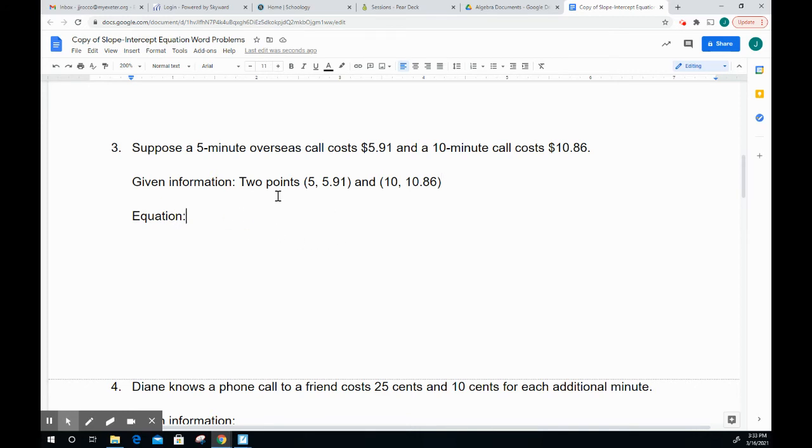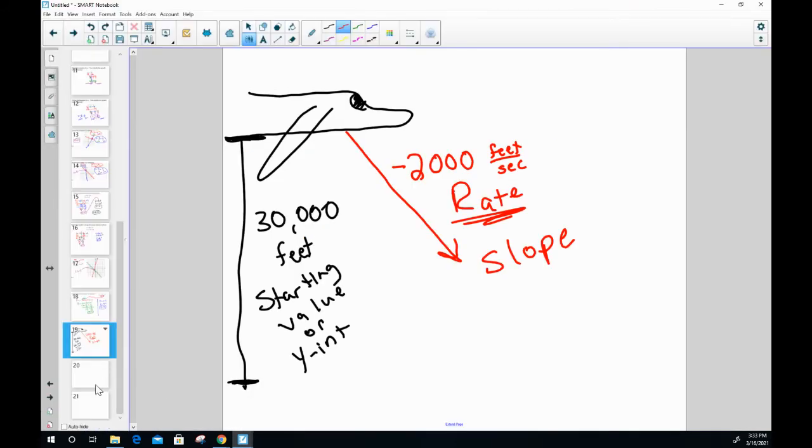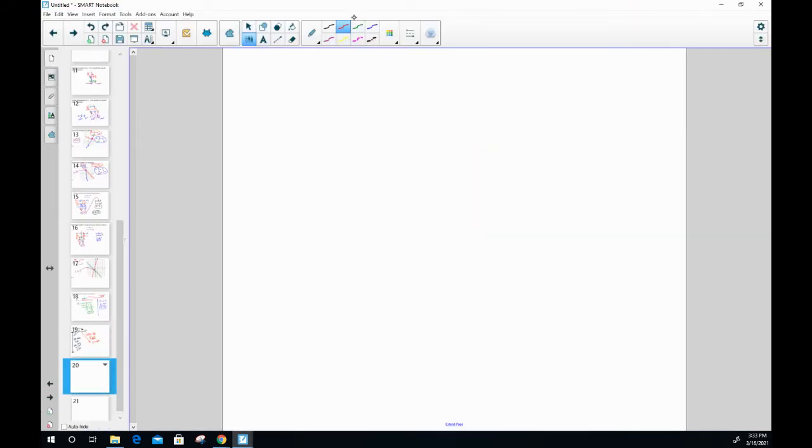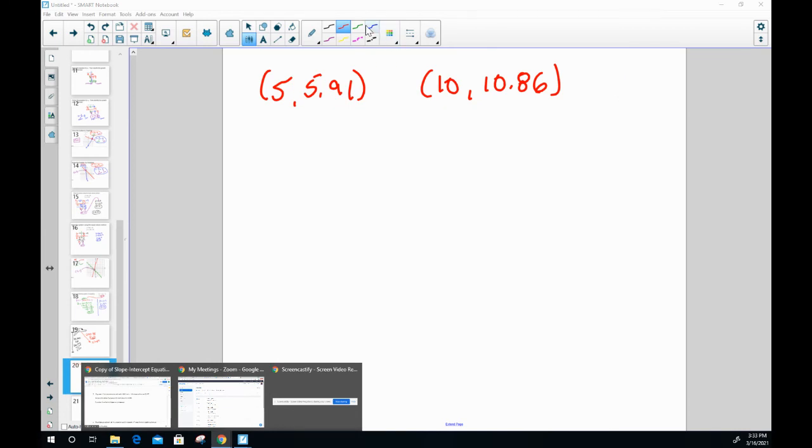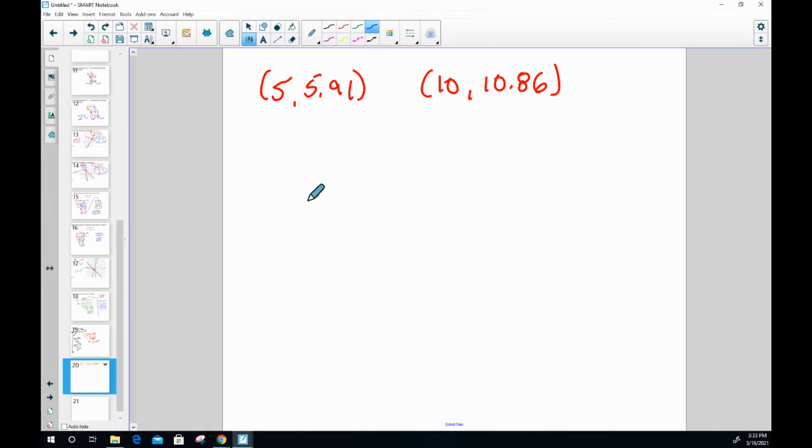But when we have 2 points, in the end, we need the slope and the y-intercept. So we're going to need to set that up to find slope and y. And so this is the hardest one. So actually, I'm going to come over here and write it and copy and paste my picture in. 2 points. What were they? 5.91, and 10.86. I'm going to check that 86. Confident, good, all right.